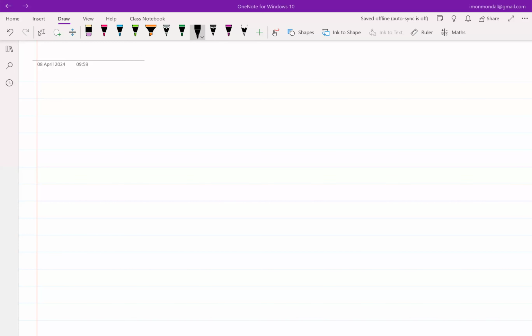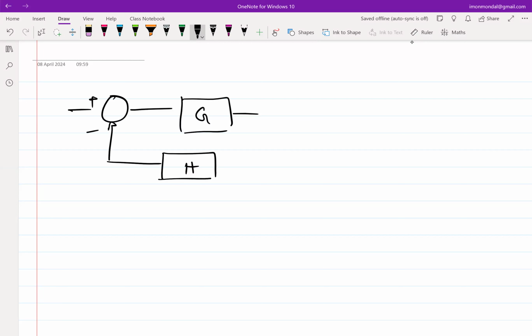Okay, so we were discussing negative feedback, and we are trying to connect your existing knowledge of negative feedback with the amplifier design that we want to make, right? So again, this is the block diagram that you are familiar with. And we know that V0 is G by 1 plus GH times Vi.